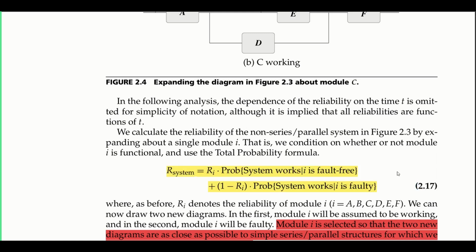The reliability of such a system is given by: you take the reliability across a particular component, and you find the probability that the system works if that component is working, plus 1 minus the reliability that the system works if that component is not working.